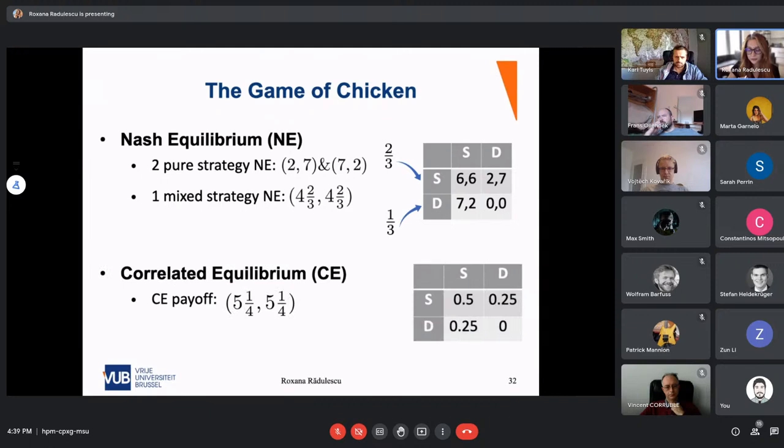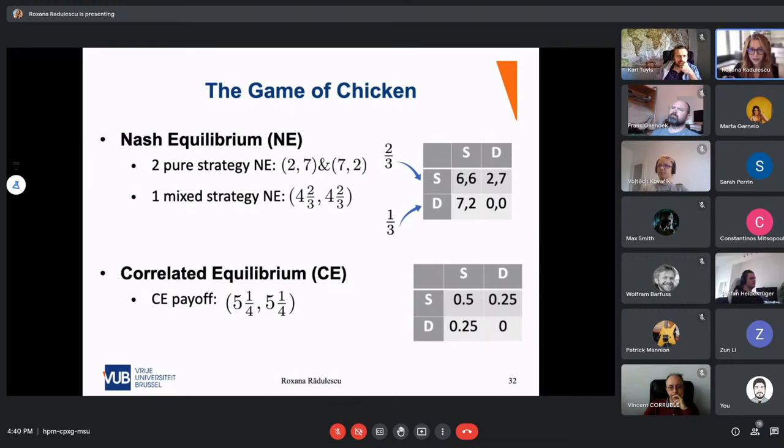However, if we look at the correlated equilibrium, so basically we have this joint, sorry, correlated strategy from which we sample, we have the potential of obtaining an even higher payoff. So if we are able to send signals to the agents and allow them to correlate their strategies, we have the potential of having even better outcomes. Maybe if you're really not familiar with correlated equilibrium, an example in real life would be traffic lights.